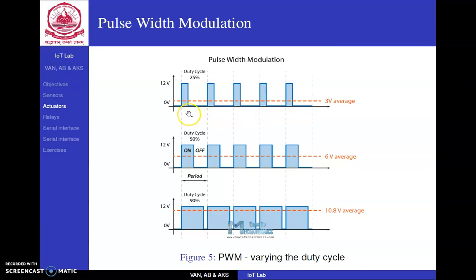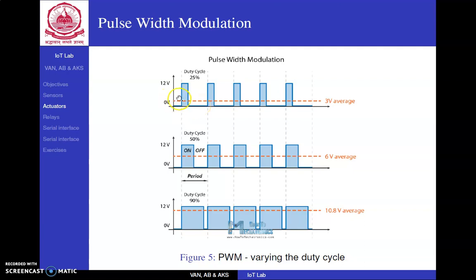In pulse width modulation, we will not give 12 volt all the time. We give 12 volt in short pulses. Now let us consider it as a square wave. Here the square wave is high for 25% of the time. The rest of the time it is off.